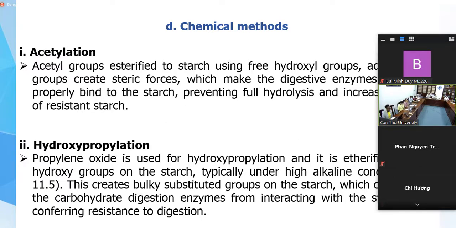Then we have hydroxypropylation. Propylene oxide is used for hydroxypropylation and is esterified to free hydroxyl groups. This creates bulky substituted groups on the starch, which can prevent the carbohydrate digestion enzymes from interacting with the starch, thus conferring resistance to digestion.